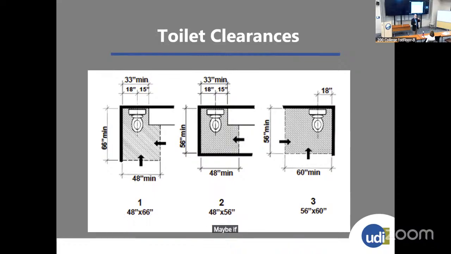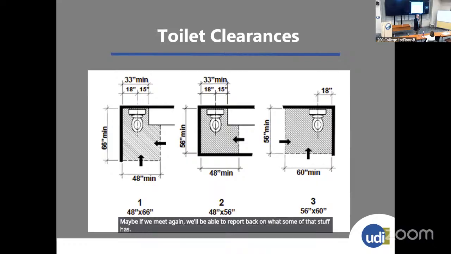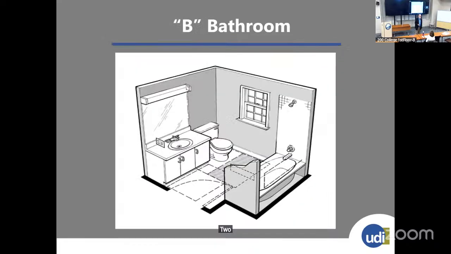Maybe if we meet again, we'll be able to report back on what some of that has found, which may not affect what you're able to do here because, as you know, practice and research is always way in advance of what the codes and regulations are. That's the nature of things. But anyway, these are 3 options for how toilets might be located in there. So that was the A bathroom.